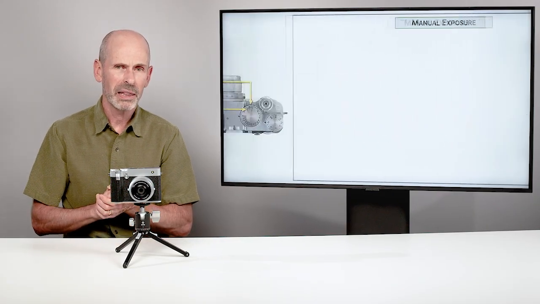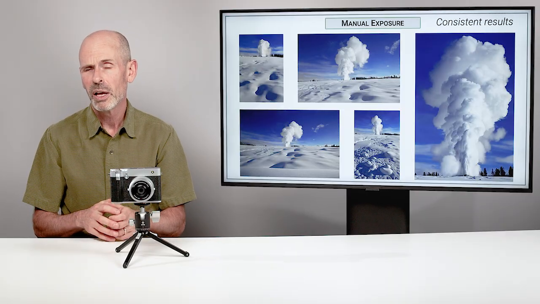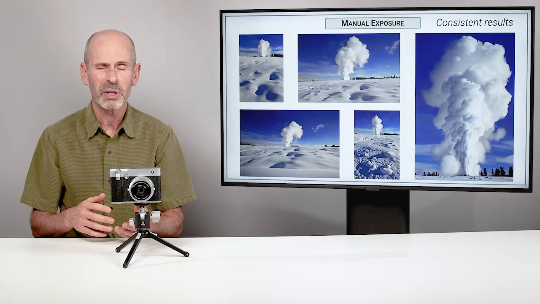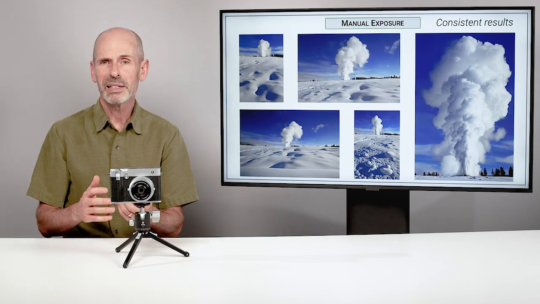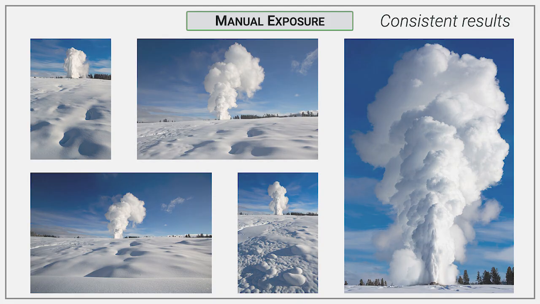Now, what I like best about manual exposure is consistent results. When you have consistent lighting and you're going to shoot a bunch of different photos with different compositions, it's nice that your photos all look the same exposure-wise. Getting a large number of images that don't need to be tweaked and brightened and darkened in post-production makes for easy work later on. And so I like it for that reason.